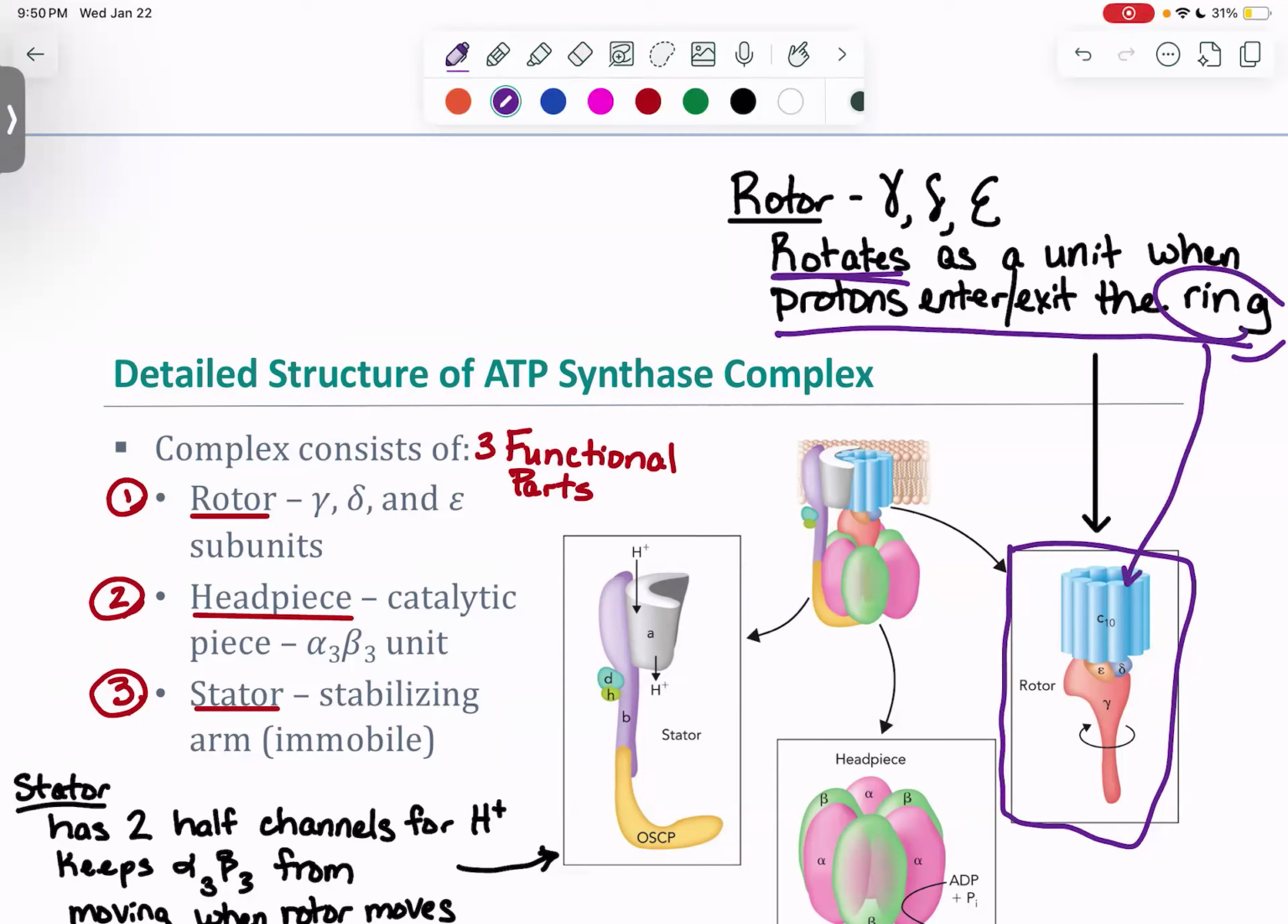So this C10 means there are 10 different pieces, 10 different polypeptides. And so that's the ring that, once our protons enter and exit, is going to induce the conformational changes, which allows that rotor to move.